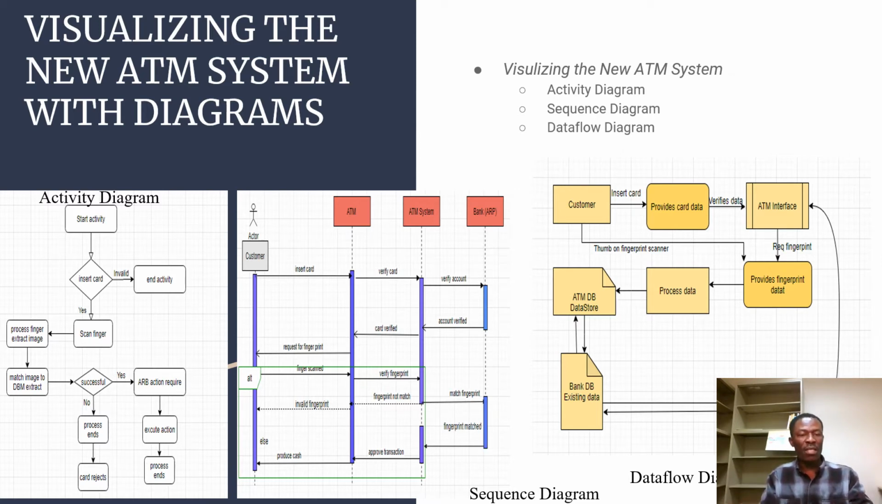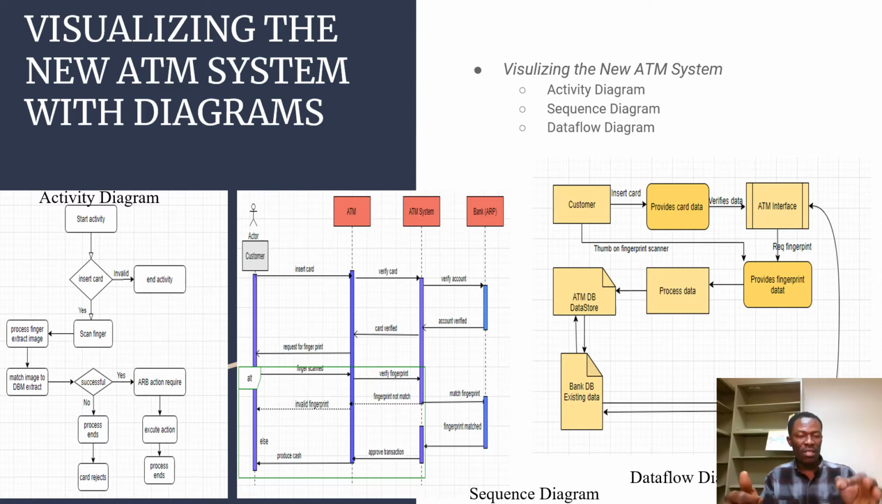So the customer starts the activity, the customer inserts card. So once the card is invalid, automatically the activity ends. When the card is valid, that's where we have the yes. Then it requests the customer to scan the fingerprint. So that is where the fingerprints will just show on the screen. Then the customer puts the fingers there. Then the fingerprints extract the image.